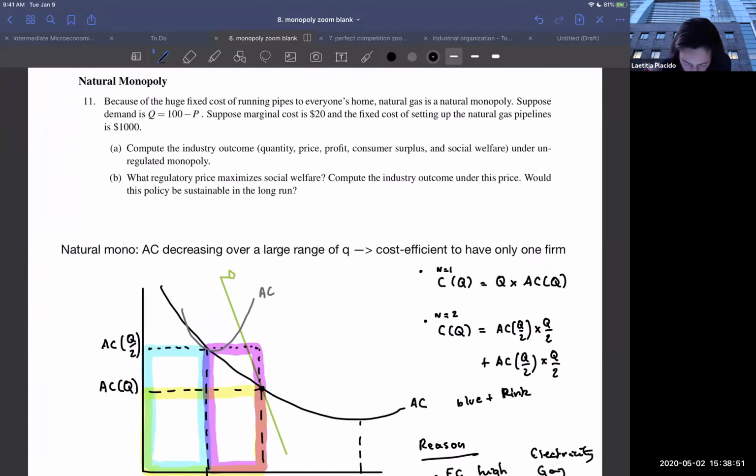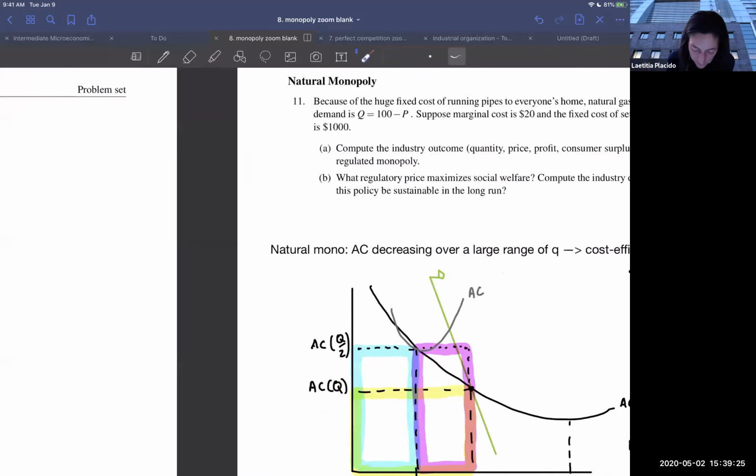So question 11. Because of the huge fixed cost of running pipes to everyone's home, natural gas is a natural monopoly. So we have the demand curve. We have a marginal cost of 20, and we have a fixed cost of 1,000. So the first question is, compute the industry outcome, assuming that there is no regulation. So the government doesn't intervene here. What is the equilibrium of the monopolist?